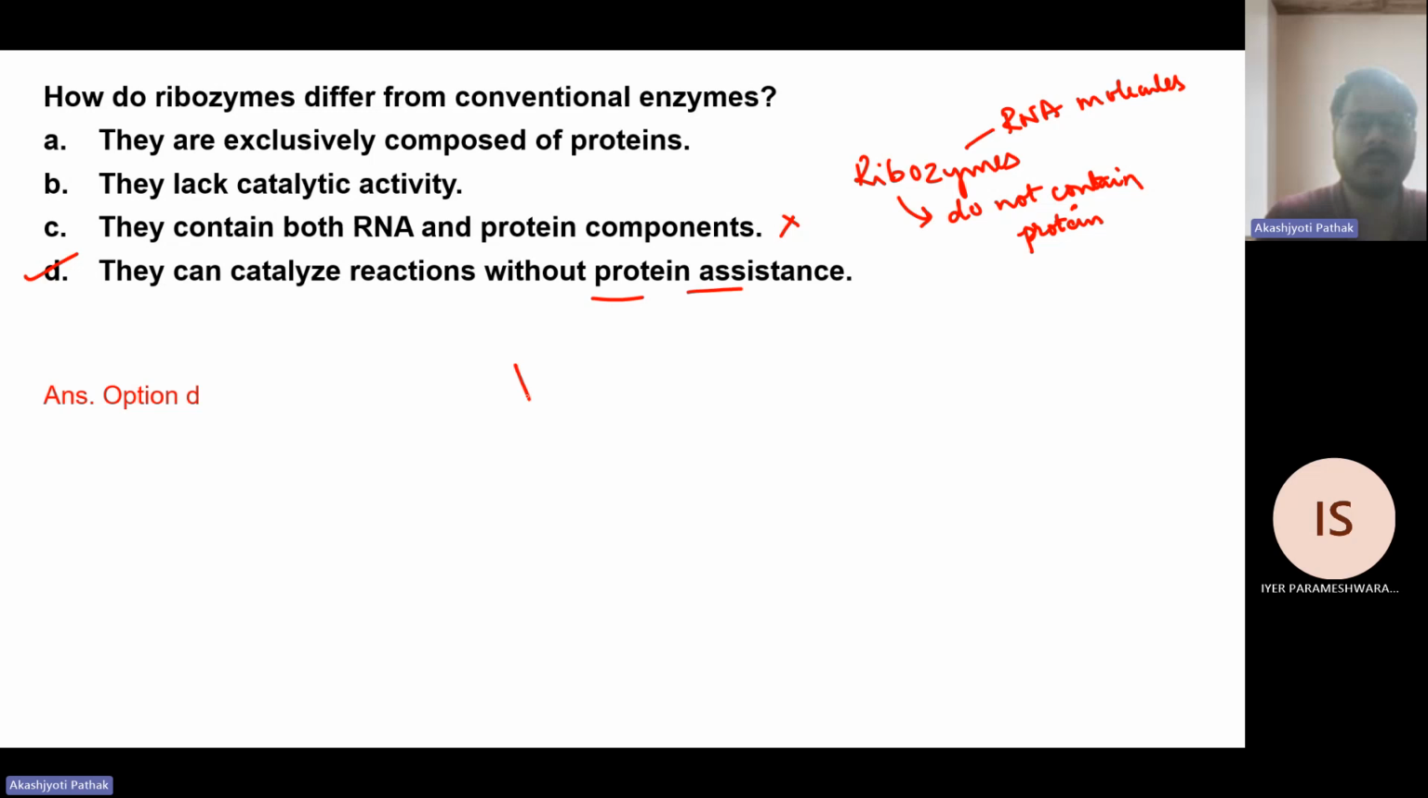That is why ribozymes are exceptions of enzymes. They are not enzymes. They are exceptions to enzymes. Why? Because all enzymes are made up of proteins, but ribozymes are made up of RNA molecules. That is why ribozymes are exceptions to enzymes. So, option D. They can catalyze their own reactions without protein assistance.